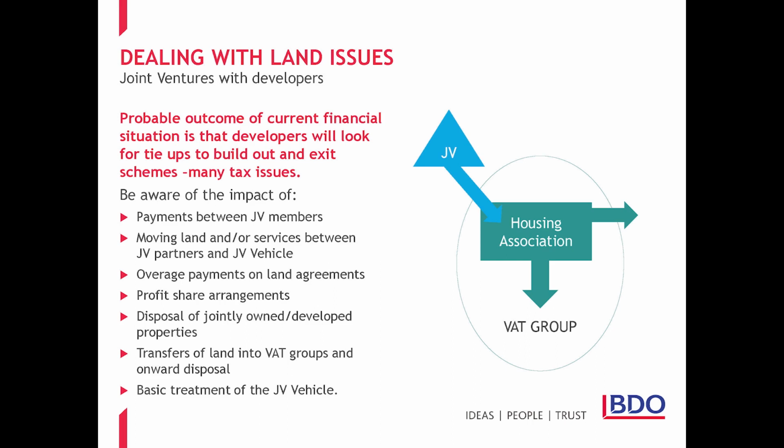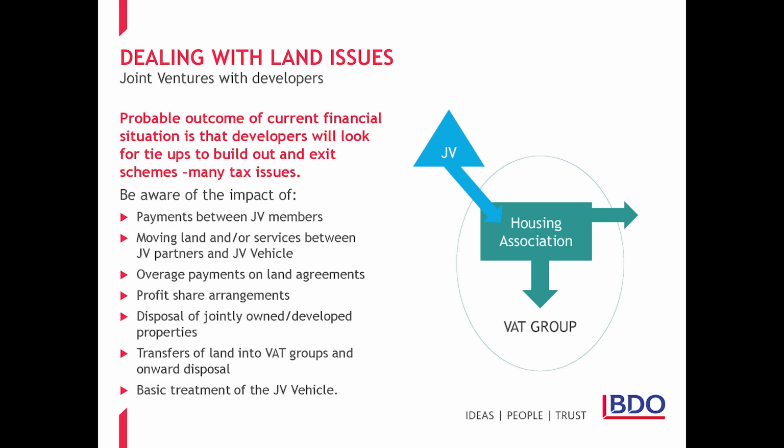Overage payments can be quite complex from a VAT perspective on these things, mainly because the land has often changed in nature between the time when you form the agreement and the overage payment is paid. So often from taxable land to either exempt units or to zero-rated units because they're dwellings. Profit share arrangements often fall foul of VAT in these arrangements, so it's important to consider their nature when you're looking at the joint venture arrangement.